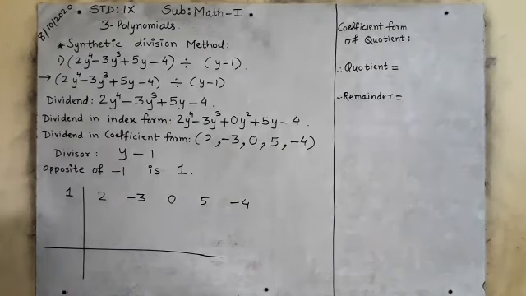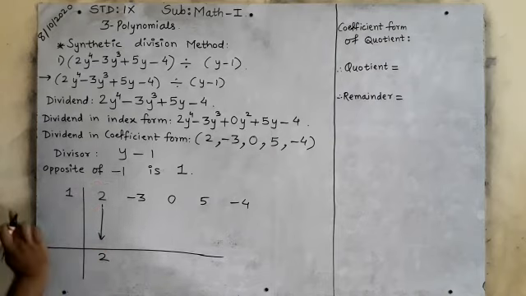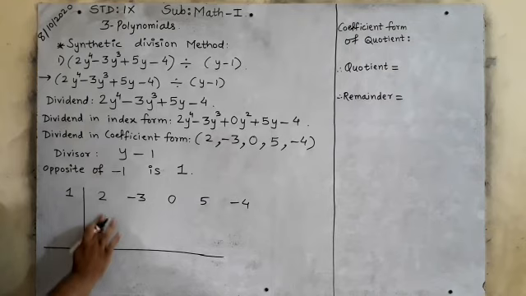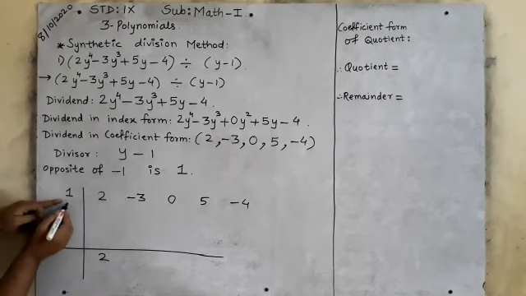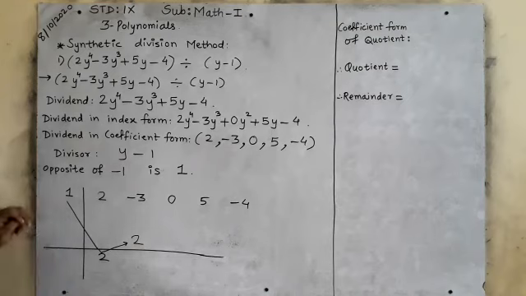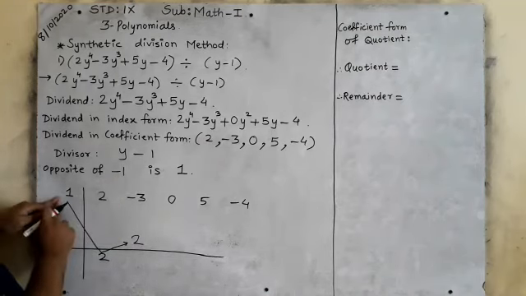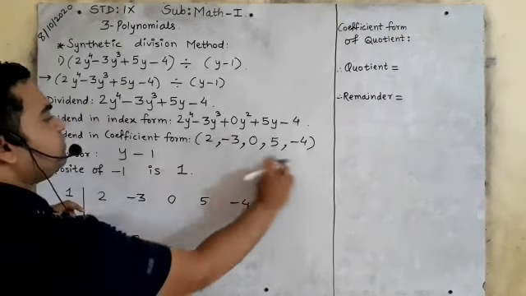Now we have to solve. How? The first number, this 2, will come down as it is. Whatever is the first coefficient will come as it is. Now you will multiply this 1 with this 2. 1 twos are 2. See, it will bounce like this. Again I will say, the opposite number you will write here, and here you will arrange the coefficients of the dividend.